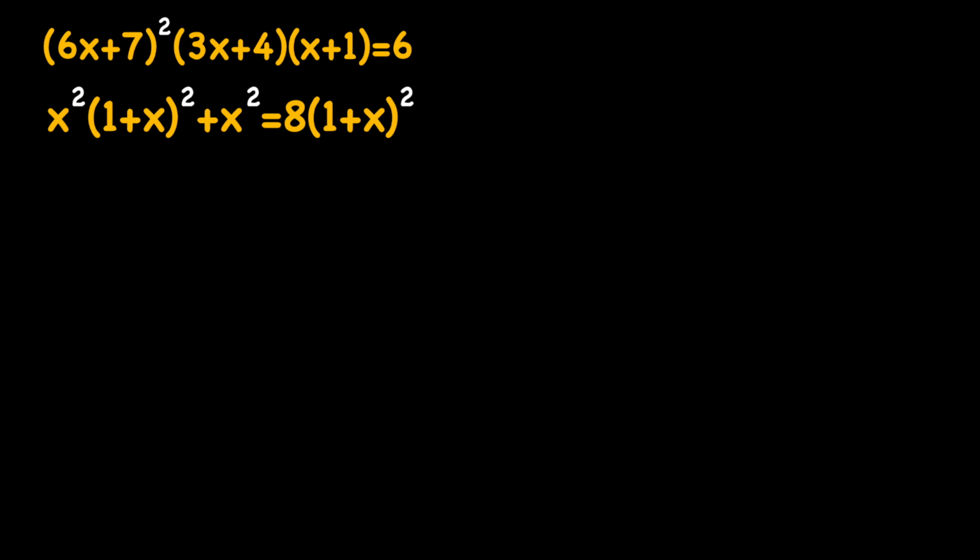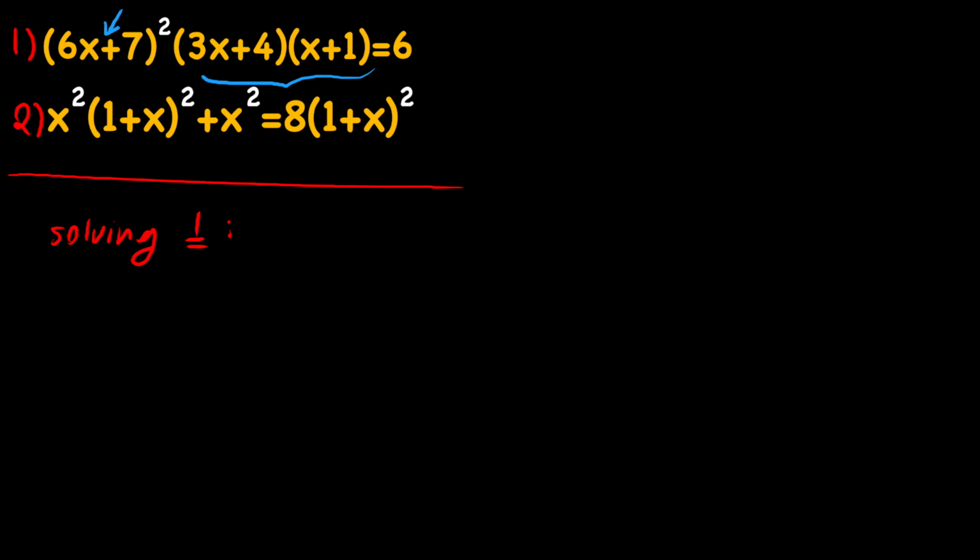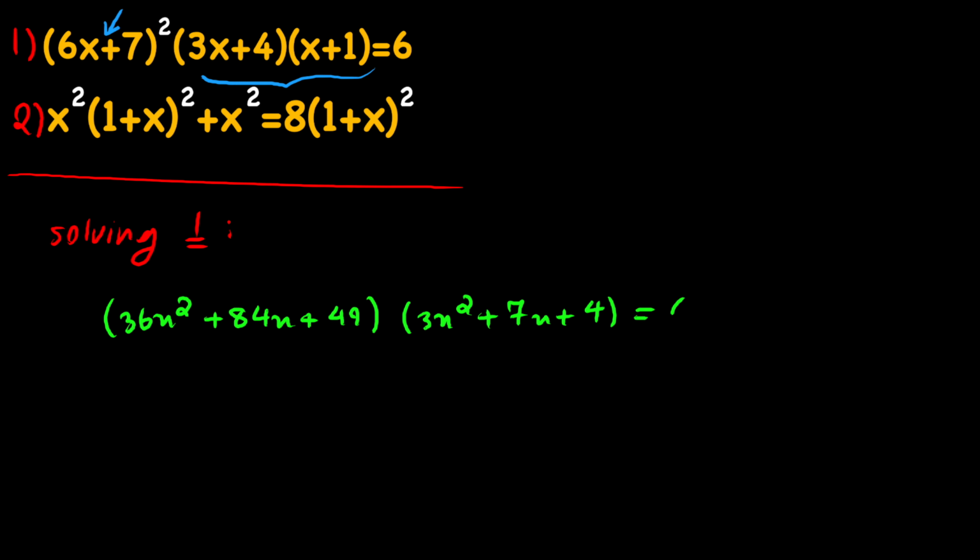So first of all, let's say that this is equation number 1 and this is equation number 2, and let's start with solving equation number 1. So the first thing that we might probably be able to do is to expand this out and multiply this out. So we will have 36x squared plus 84 times x plus 49 times 3x squared plus 7 times x plus 4 equals 6.